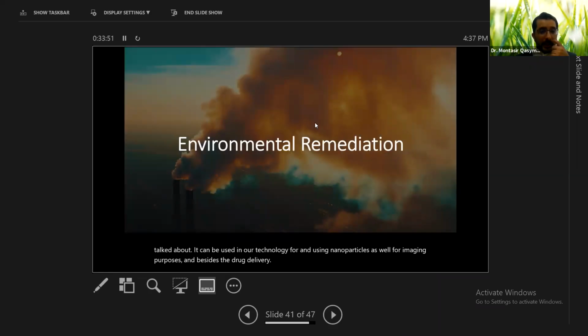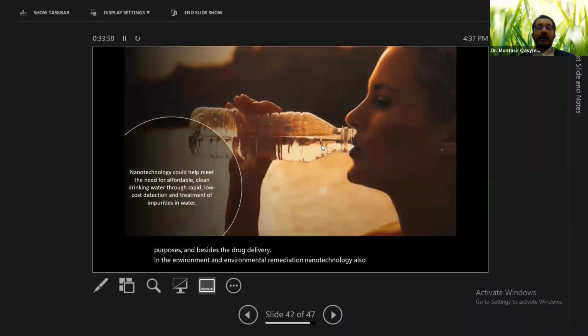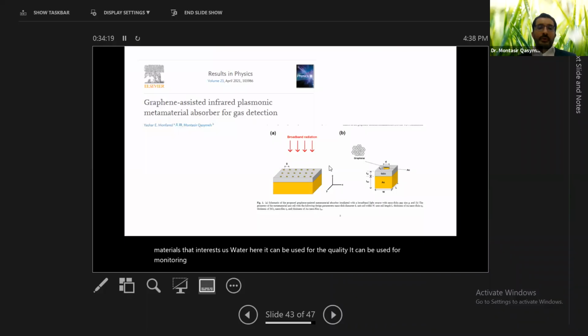Environmental remediation. Nanotechnology also has a very important functionality for the environment. It can be used for processing different aspects of materials that interest us, water, air. It can be used for assessing the quality. It can be used for monitoring this kind of environment, very important. For example, here, this is a work that was again established by our group at Abu Dhabi University.